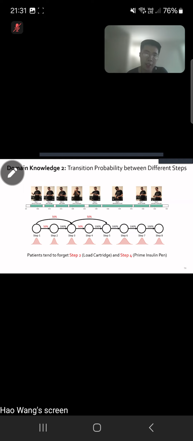The second domain knowledge we would like to incorporate is that the transition probabilities between different steps are actually different. For example, clinicians find that patients tend to forget step 2 after step 1. And therefore, there is a 50% chance that the patient, after finishing step 1, will directly skip step 2 and go to step 3. And obviously, we can incorporate these kinds of transition probabilities into our model to improve robustness and interpretability.